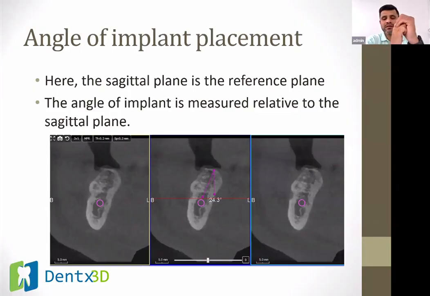The next thing we can measure is the angle. We can measure with the angle tool the angle at which the implant is to be placed. But this angle cannot be easily transferred, because we don't know whether this is 20 degrees or 30 degrees when we are doing freehand. So we need a surgical guide to transfer this.